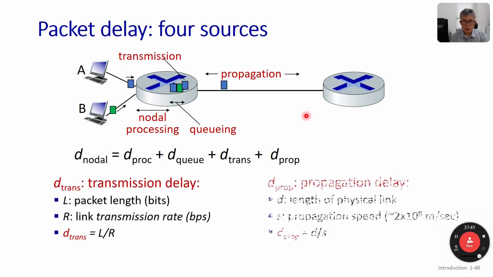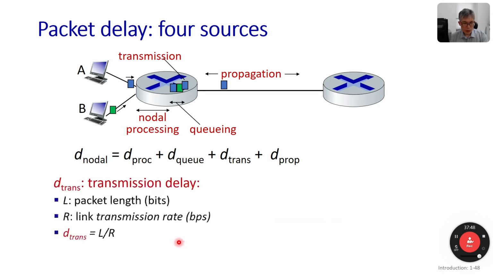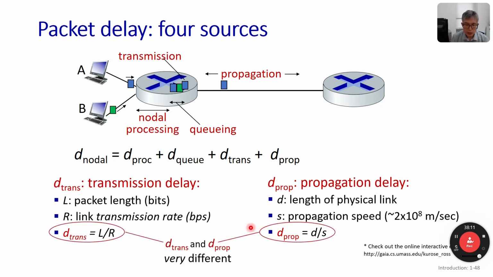So the transmission delay we can calculate here: message or packet size L divided by the bandwidth R. And the propagation delay is the physical link distance d divided by the propagation speed. In the Ethernet case, you can see 2 times 10 to the power of 8 meters per second.